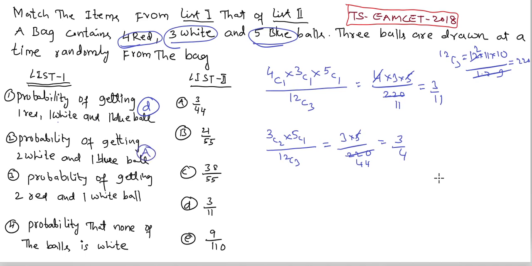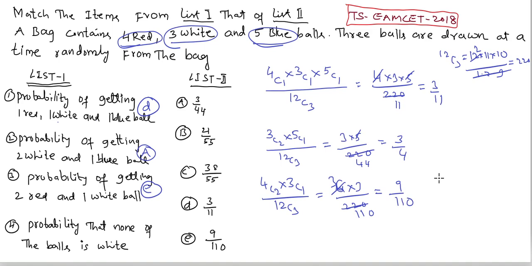And the third one is probability of getting 2 red and 1 white ball. 2 red balls out of 4 red balls, that is 4C2, and 1 white ball, that is 3C1, by 12C3. 4C2 is 6, into 3C1 is 3, by 12C3, that is 220. 3 2s are 6, 3 into 3, 9 by 110. So that is third one is mapping to E.